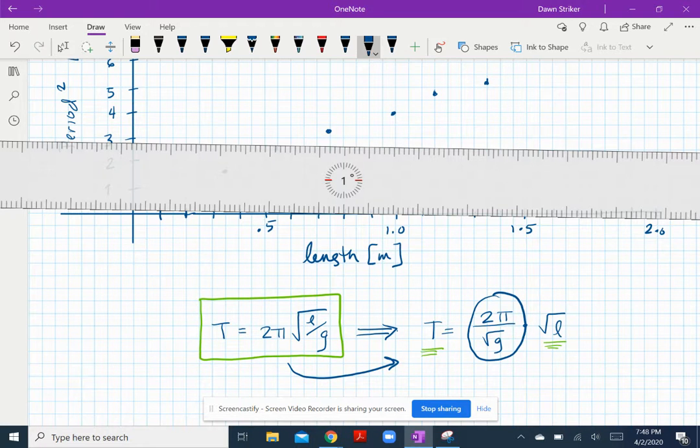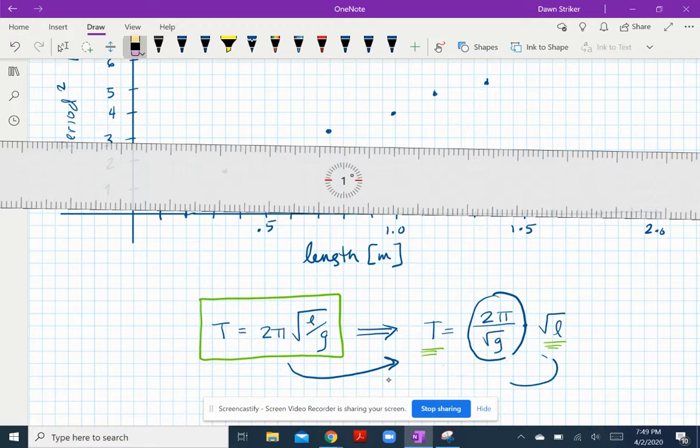2 pi is a constant, gravity is a constant, the square root of gravity is a constant. So this is kind of like saying y is equal to some constant times the square root of x. It should be looking like a square root curve, and in fact it does. And so I know that it's not linear.